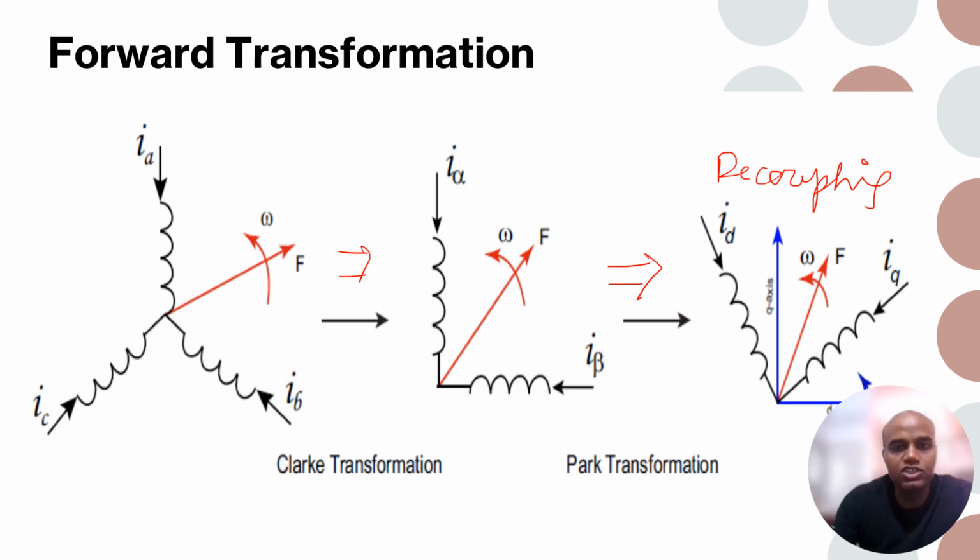In forward transformation, which happens through the Clarke's and the Park's transformation, after the decoupling we can control the torque and the flux independently. Here the direct axis is responsible for controlling the flux, whereas the quadrature axis is responsible for controlling the torque. So by these two, I can control the flux and the torque independently, just like I can do in the case of a separately excited DC motor.